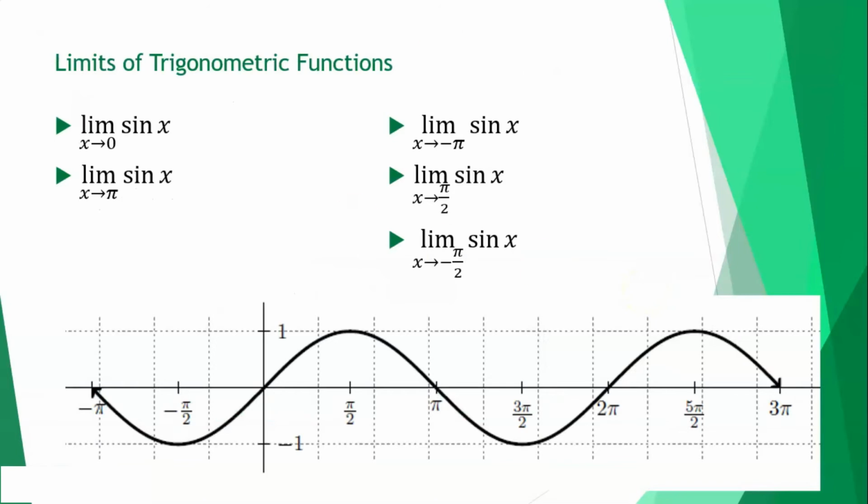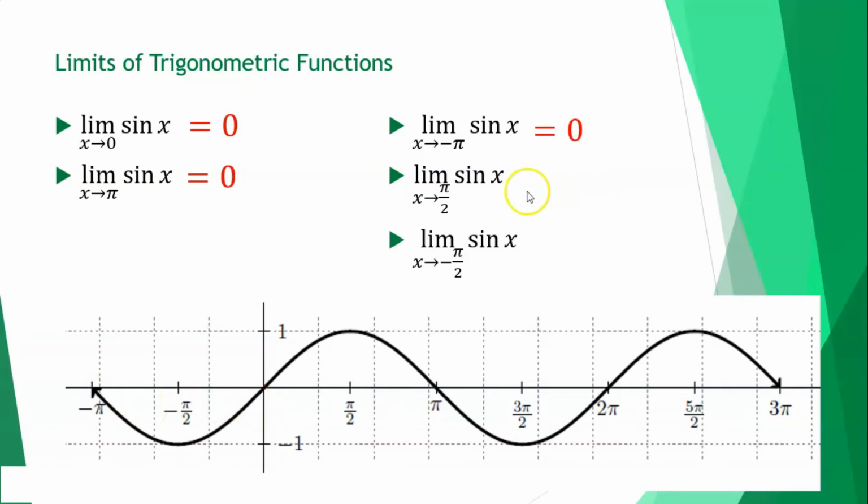Okay, next. The limits of the trigonometric functions. Now, given this, the limit of sine x as x approaches 0 is 0. So, this is the graph of sine x. As x approaches 0, so it's here, it's exactly 0. The limit of sine x as x approaches pi, or that would be sine 180 degrees, the result here is also 0. This one, the limit of sine x as x approaches negative pi, or negative 180, it's still 0.